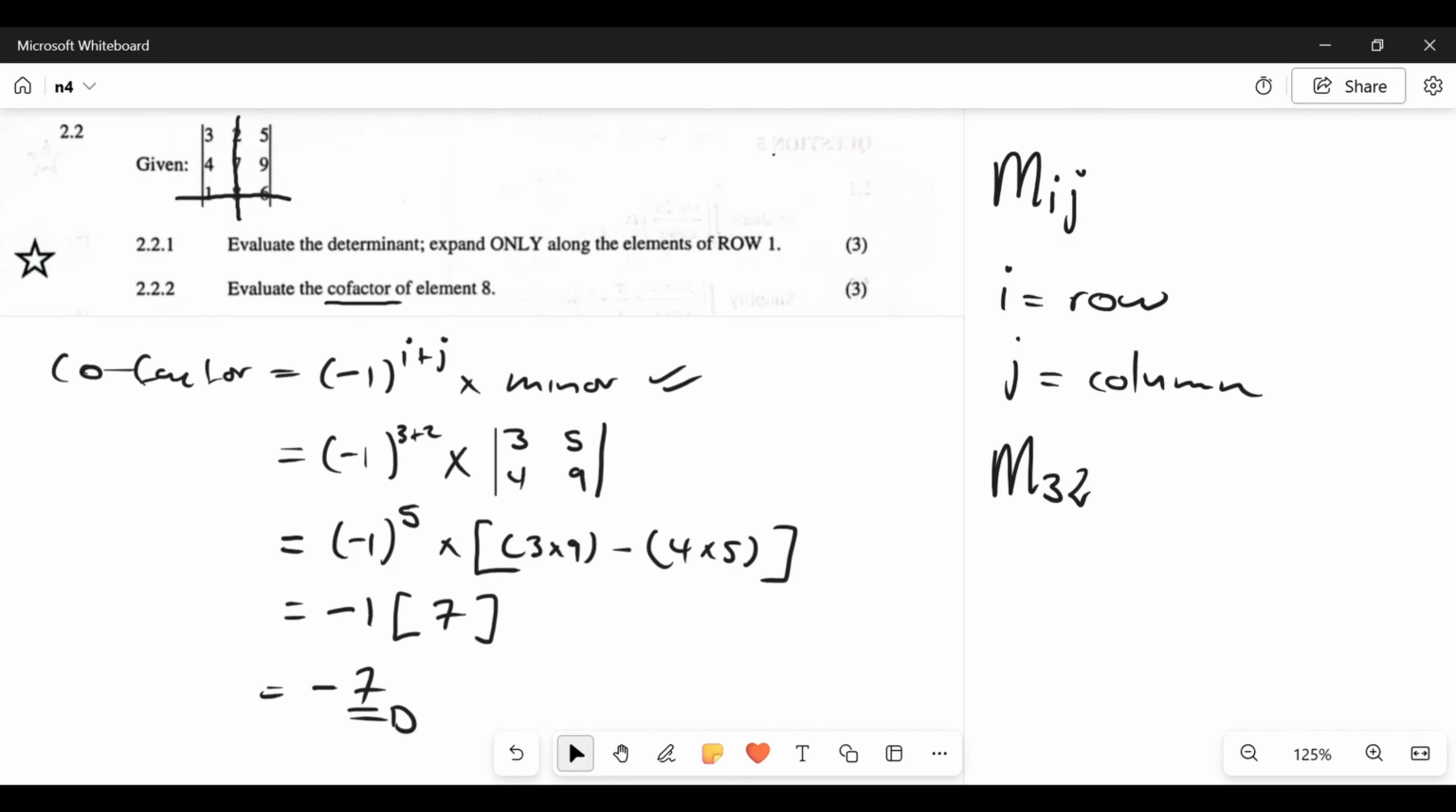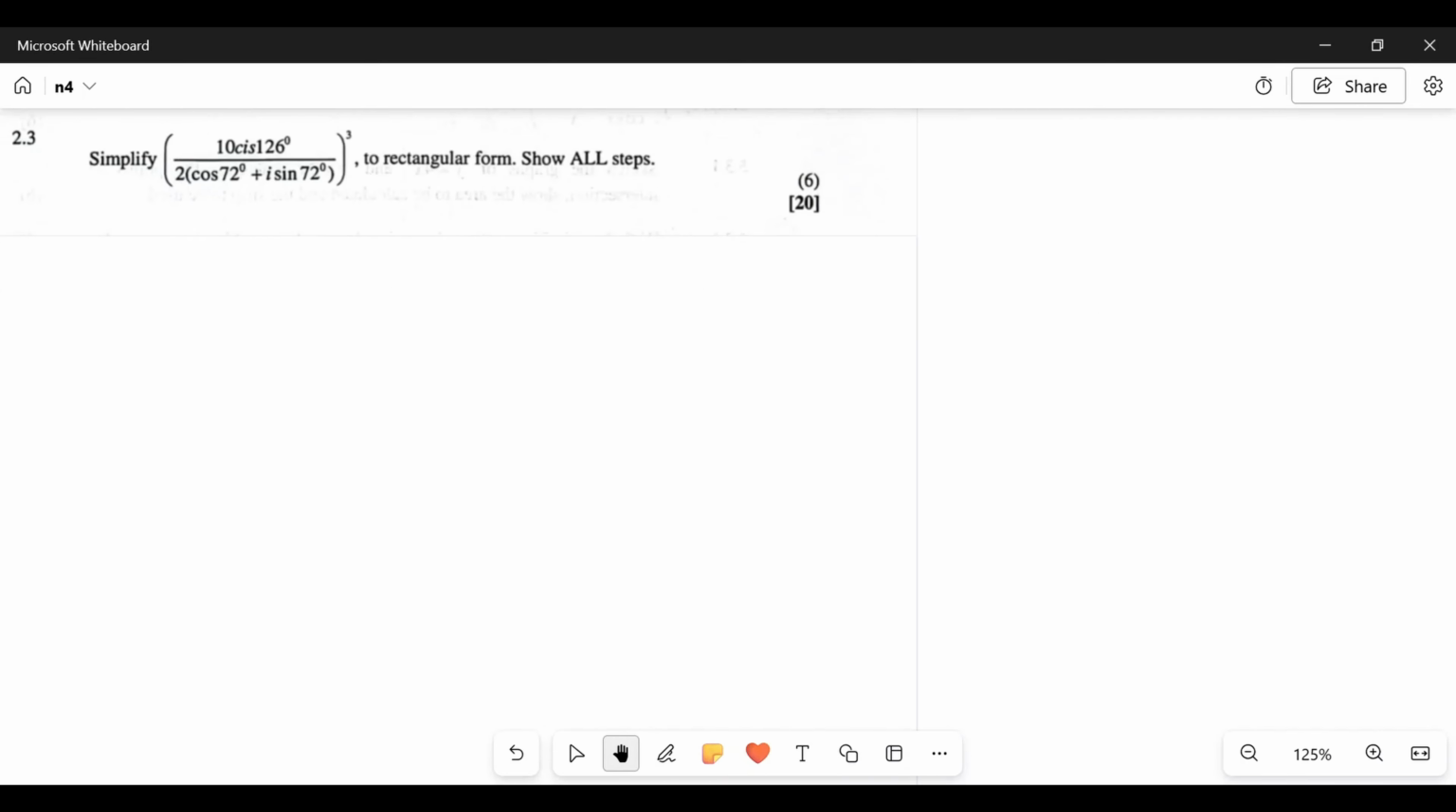We are done with 2.2. Let's go and do the last question, which is 2.3. All right, guys, here is our 2.3. Now, on this question, they want us to simplify the following expression that you see here, and they want us to leave it in rectangular form.